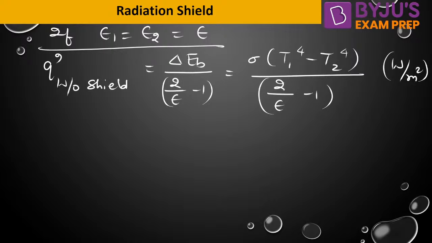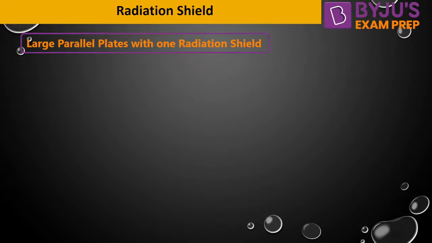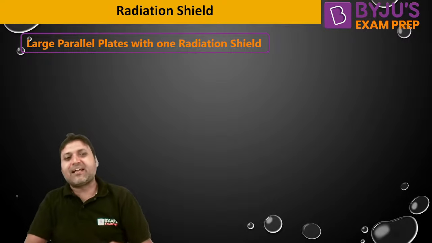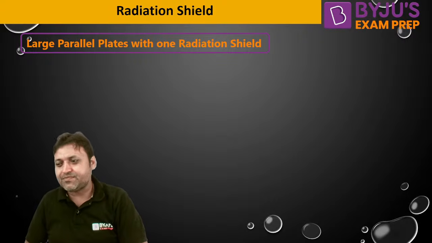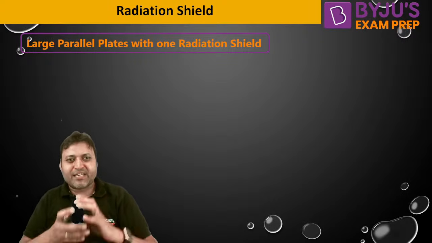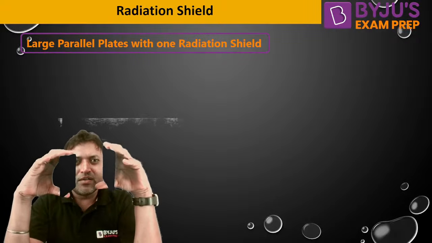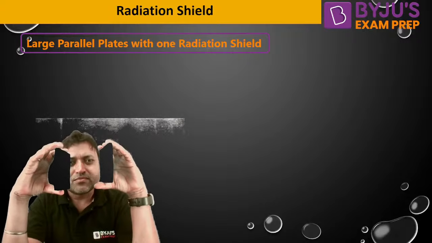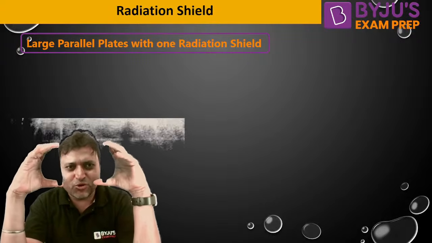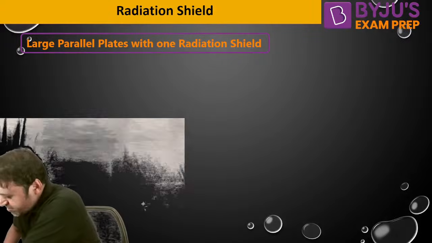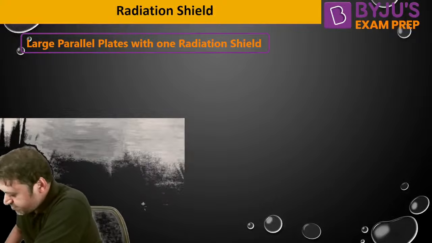Now, if we introduce one shield, large parallel plates with one shield, what is the number of thermal resistances in this situation? Try to understand. These were two large parallel plates. Can you see them? Let me use some other.